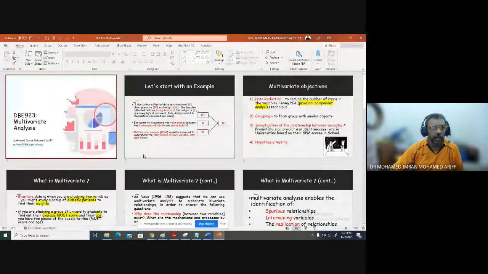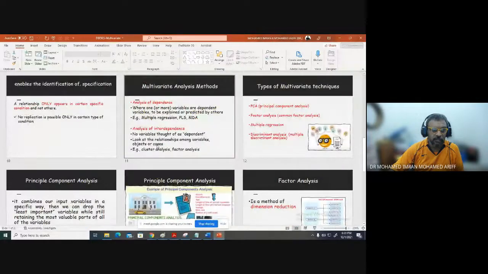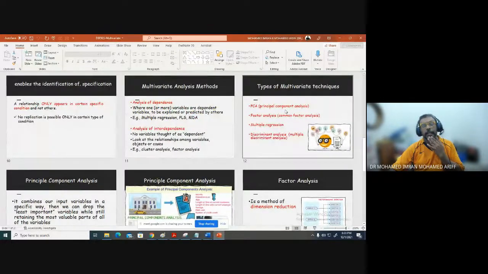Okay, so next, once we have done that, we are going to talk about the techniques. Di sinilah kita akan highlight the techniques yang biasa you dengar: PCA, factor analysis, multiple regression, discriminant analysis. Ada banyak lagi, tapi these are the 4 most common or useful techniques that you will be using, and I'm sure you will be using in multivariate analysis in your PhD nanti.